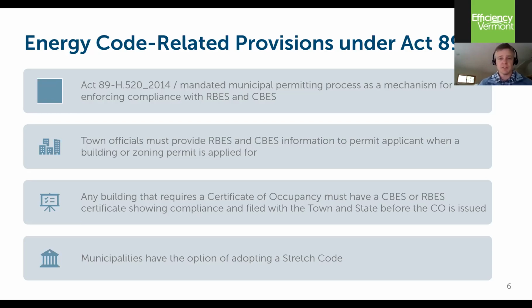The other piece that was triggered by the Act 89 law was that any towns that issue a certificate of occupancy must have the code certificate filed with the town prior to issuing that CO. So the certificate must be submitted to the town, signed, and the town records that document, as well as the builder or homeowner having submitted that same document to the Department of Public Service. And we'll talk about that compliance part in a little bit more detail further on. But that's another factor involved here now at the local municipal official level.